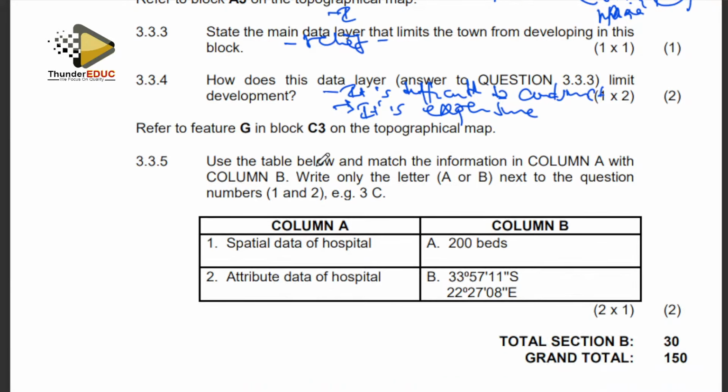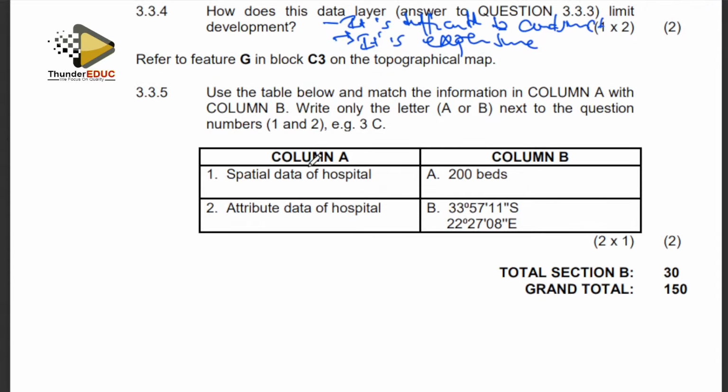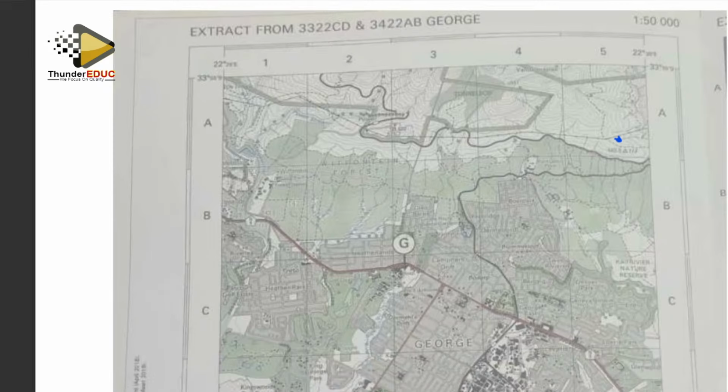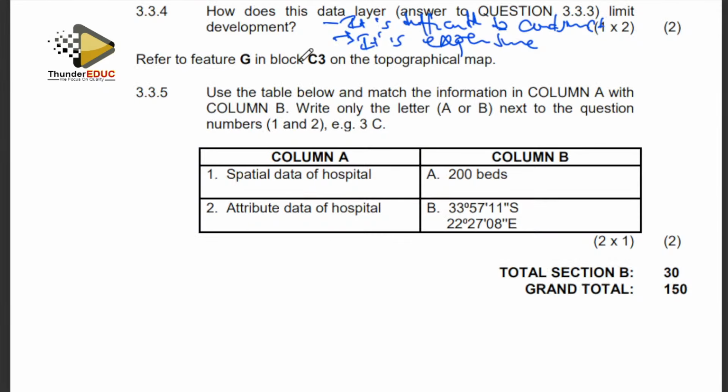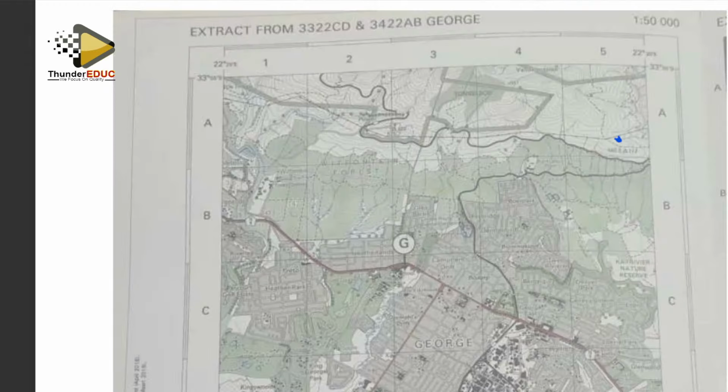We only want one answer there. But remember, I always tell my learners, and I'm still telling you, that please don't write exactly what it says. It says 1 times 2. Don't write one answer. Write two, so that if one is not standing so strong, the other one can still bail you out. Okay. Refer to feature G in block C3 on the orthophoto map. Sorry, on the topographic map. We come here. What are they referring to? They want us to refer to feature 3, which is G.